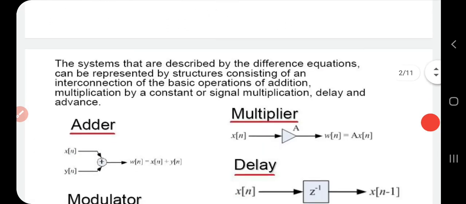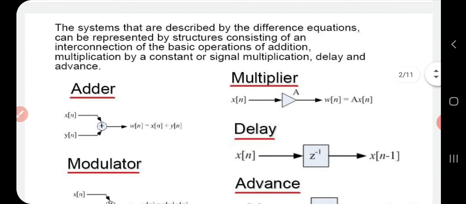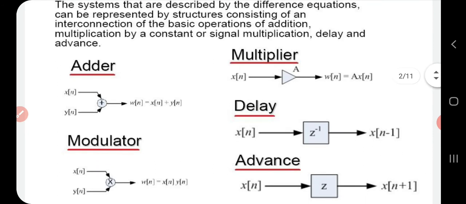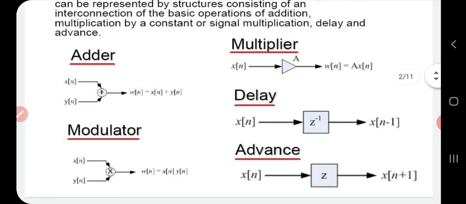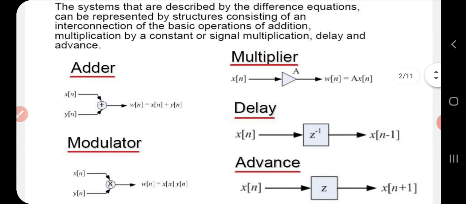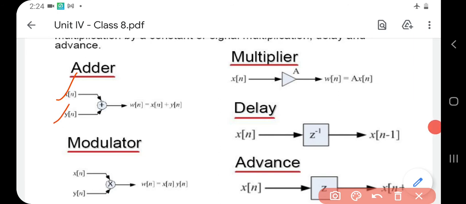Before going into the details of the structures, let us get familiarized with some of the symbols that may be used in the following sessions. The first one is the adder. This is how you represent the addition of two discrete sequences, say x of n and y of n. On adding, you will get the output w of n as x of n plus y of n.